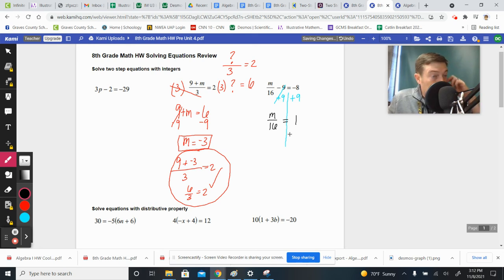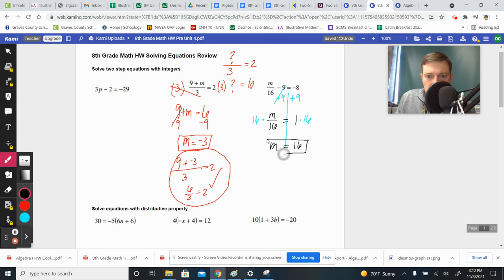Some of you might already know what that answer is. But if you don't know what to do in a case like that, they're dividing by 16, so you can multiply both sides by 16. And that's going to leave you with your answer. M is equal to the product of 16 and 1, which is 16.